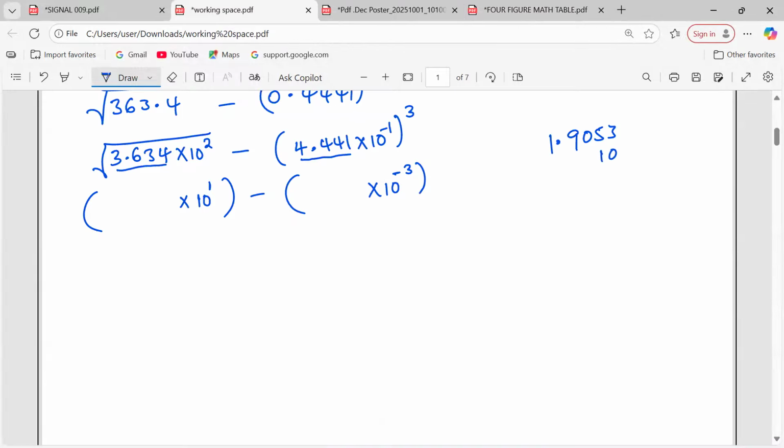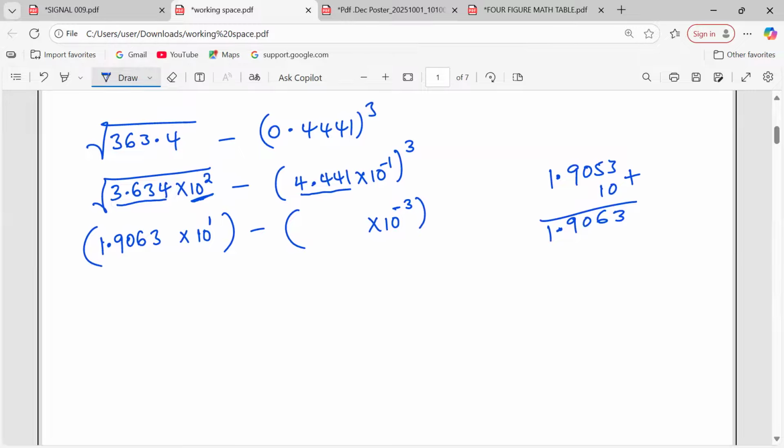And the square root of this part with 10 power 2 now becomes 10 power 1, like that. We shall proceed once we find the cube root. Let's check the cube root. For the cube root part now, we are having 4.441. So we go to cubes. Yeah, after square roots, we have cubes.